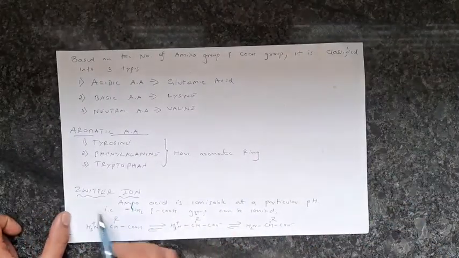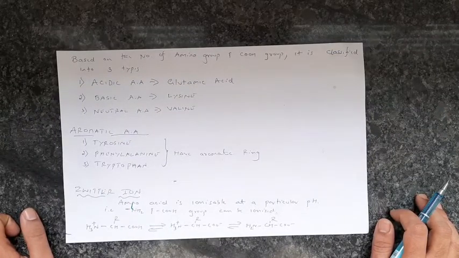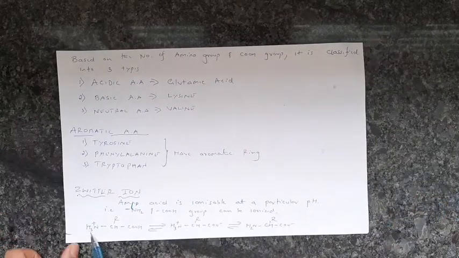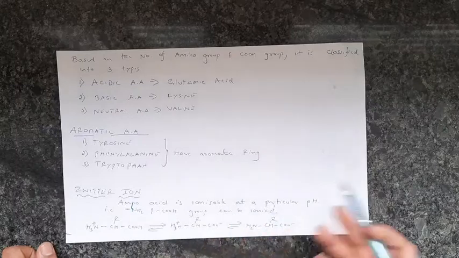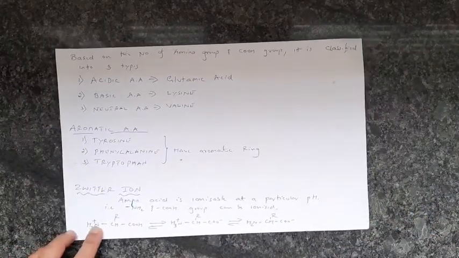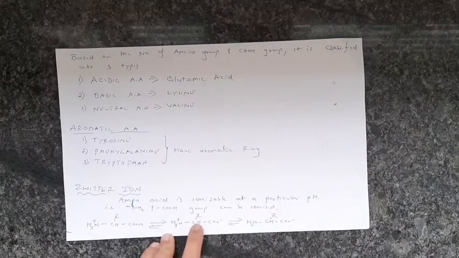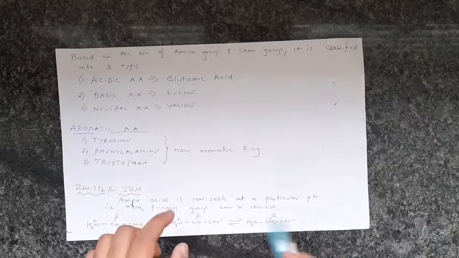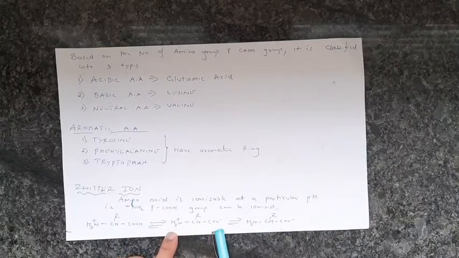Last one and very important one, zwitterion. At a particular pH, the amino group as well as the carboxyl group can be ionized. Got it? They get the charge. So you could see that it's already given in the NCERT textbook. Please remember this, and being a chemistry student, it should be easy for you. Here it is positive, positive, negative. See? So this is the zwitterion state. Got it? At a particular pH, the amino group as well as the carboxyl group can be ionized. So that's actually the thing.